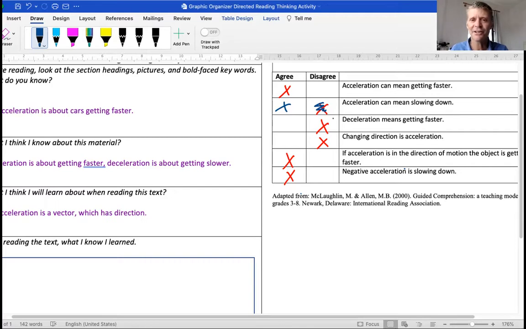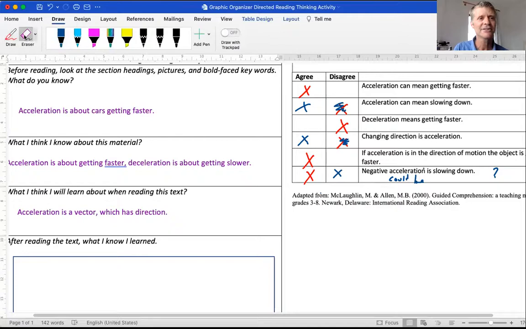Deceleration means getting faster. Okay, that's correct. I disagree. Changing direction is acceleration. Okay, we just read that a change in velocity includes a change in direction. So again, this is agree. If acceleration is in the direction of motion, the object is getting faster. Okay, and negative acceleration is slowing down. Well, that could be, but it doesn't have to be. And so this is sort of a question mark. It could be yes, negative acceleration is slowing down, or it could be that it's getting faster. So let me erase this, big eraser. We're modifying our anticipatory questions.